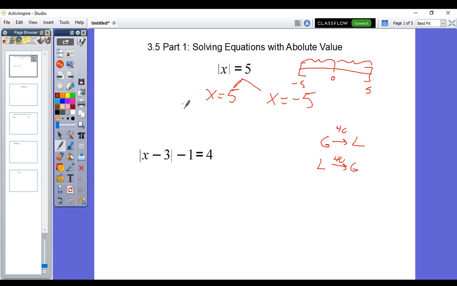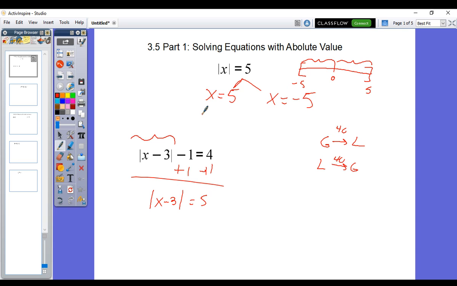But before we can do that, we always have to get the absolute value by itself on one side of the equal sign. So that means we have to get rid of this negative one. We're going to add one to both sides. In doing so, we're left with the absolute value of x minus 3 equals 5.